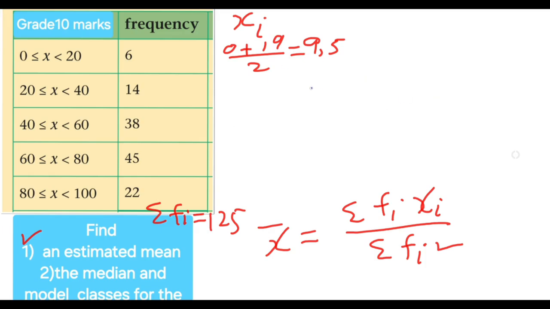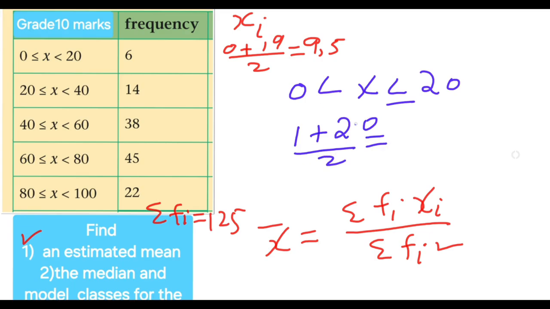But for instance, if I have 0 and this time I underline 20, but leave 0 like this for discrete data, it means 0 is not included, but 20 is included. This means x greater than 0. The whole number greater than 0 is 1. So you say 1 plus 20, since 20 is included, divided by 2. Then you find 21 divided by 2, and the answer will be 10,5.